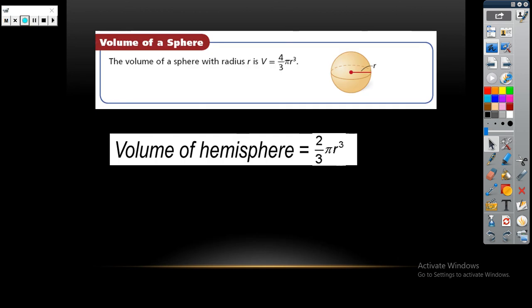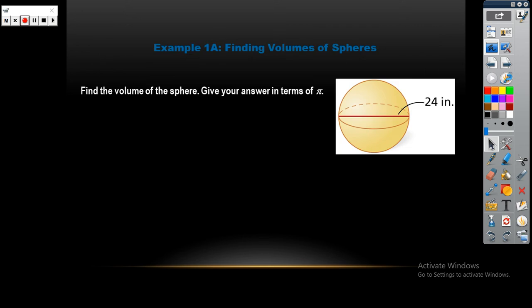Okay, now this is our last lesson, volume of a sphere. The volume of a sphere with radius r is V equals 4 over 3 pi r cubed. And we have the volume of a hemisphere, which is 2 over 3 pi r cubed. It's just the volume of a sphere divided by 2.